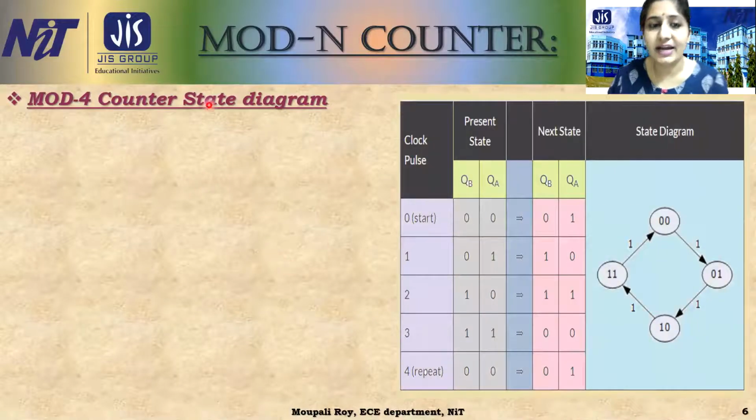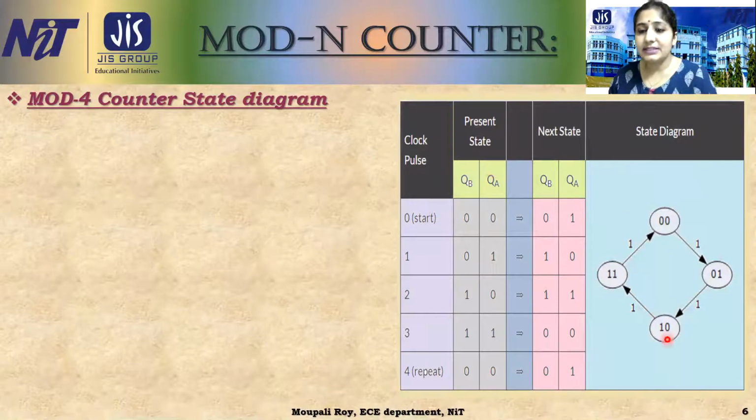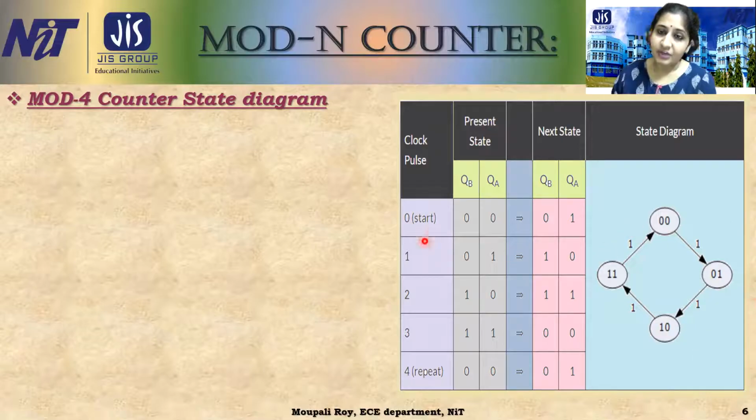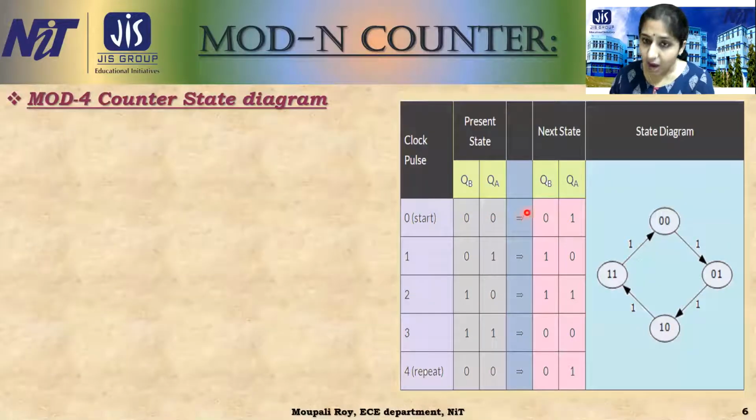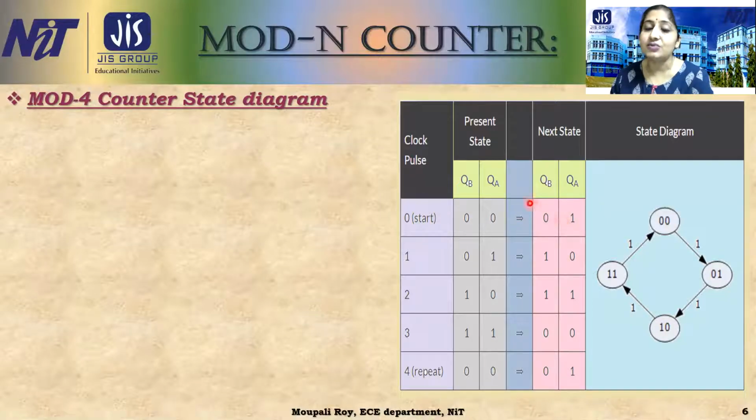So this is the state diagram. What is a state diagram? It shows, depending on the present state, whatever next state we are getting. Start with this one. Initially the first state is 0 0. For the output of the 0 state, what are we getting? 0 1. That means the next state is this one. If the present state is 0 0 and the clock pulse is 1, then 0 1. If the clock pulse is 1, then 1 0. If the clock pulse is 1, then 1 1. If the clock pulse is 1, then 0 0.